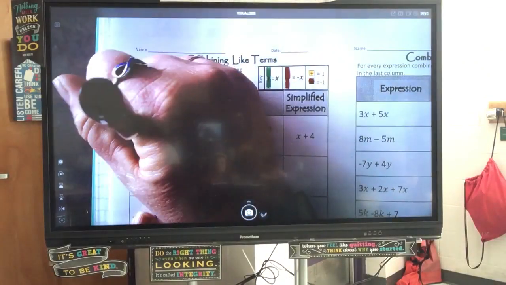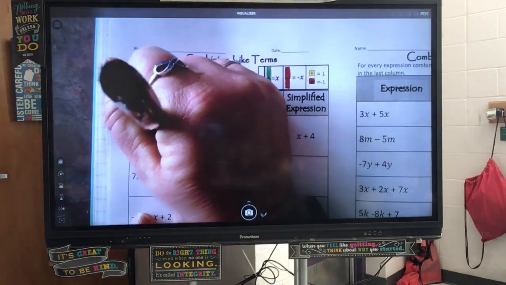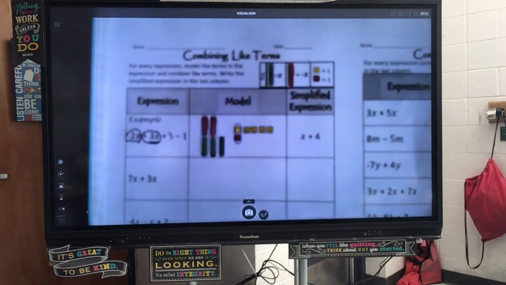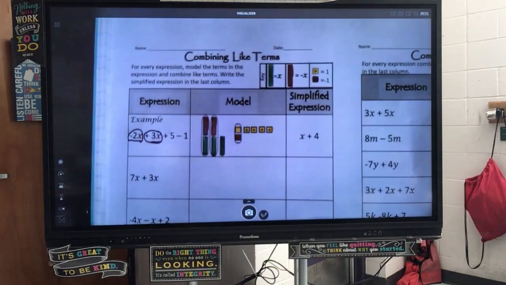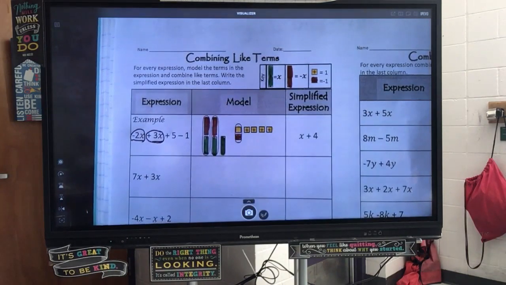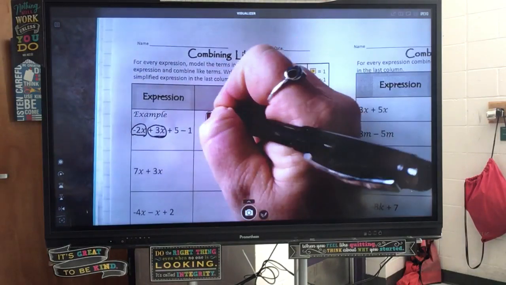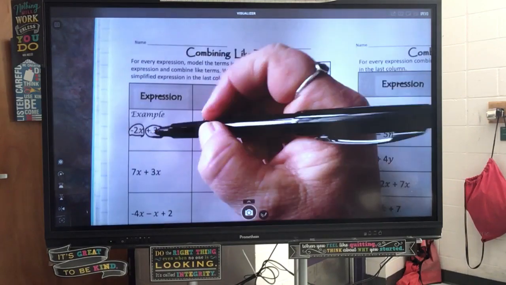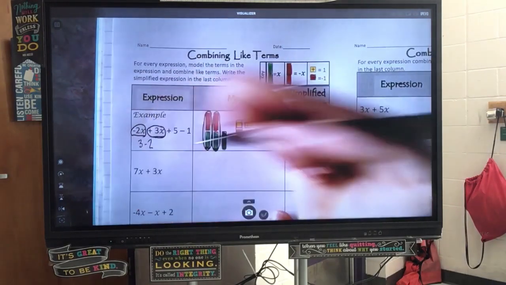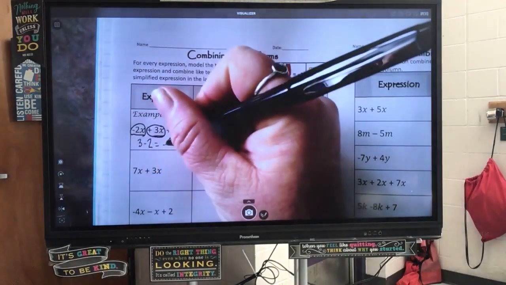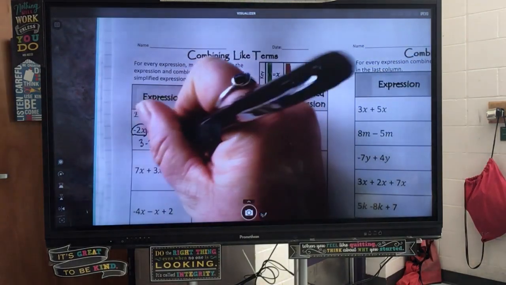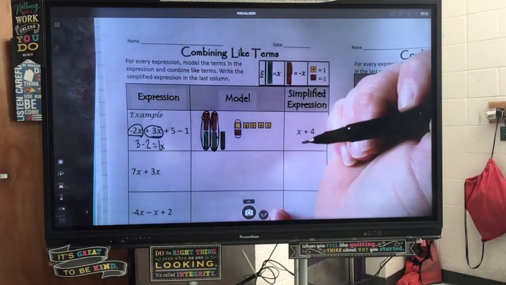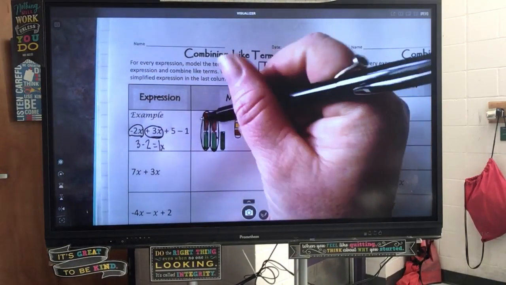So these two are going to be combined. So go ahead and circle those two, and make sure you include the operation in front of it. So this is circled here, and this is circled here, because technically we're doing 3 minus 2, which gives us 1x, right? So these two kind of cancel each other out. Does that make sense?